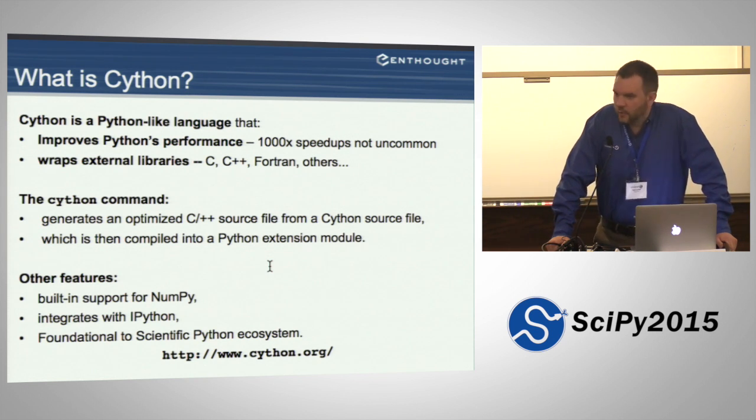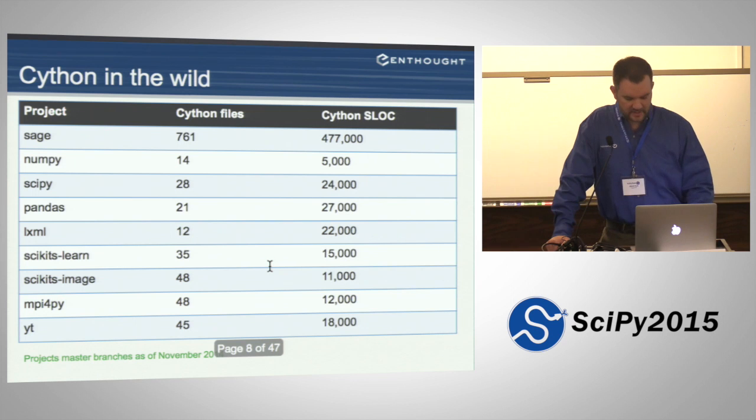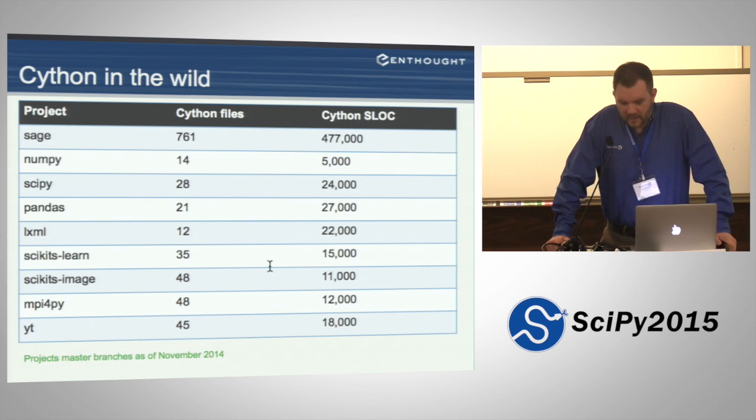Several other things that are worth pointing out about Cython: it has built-in support for NumPy, works very well with NumPy arrays. It integrates well with IPython. There are IPython commands for working with Cython. And as we'll see in the next slide here, it's foundational to the scientific Python ecosystem. And even you could say the Python data science ecosystem.